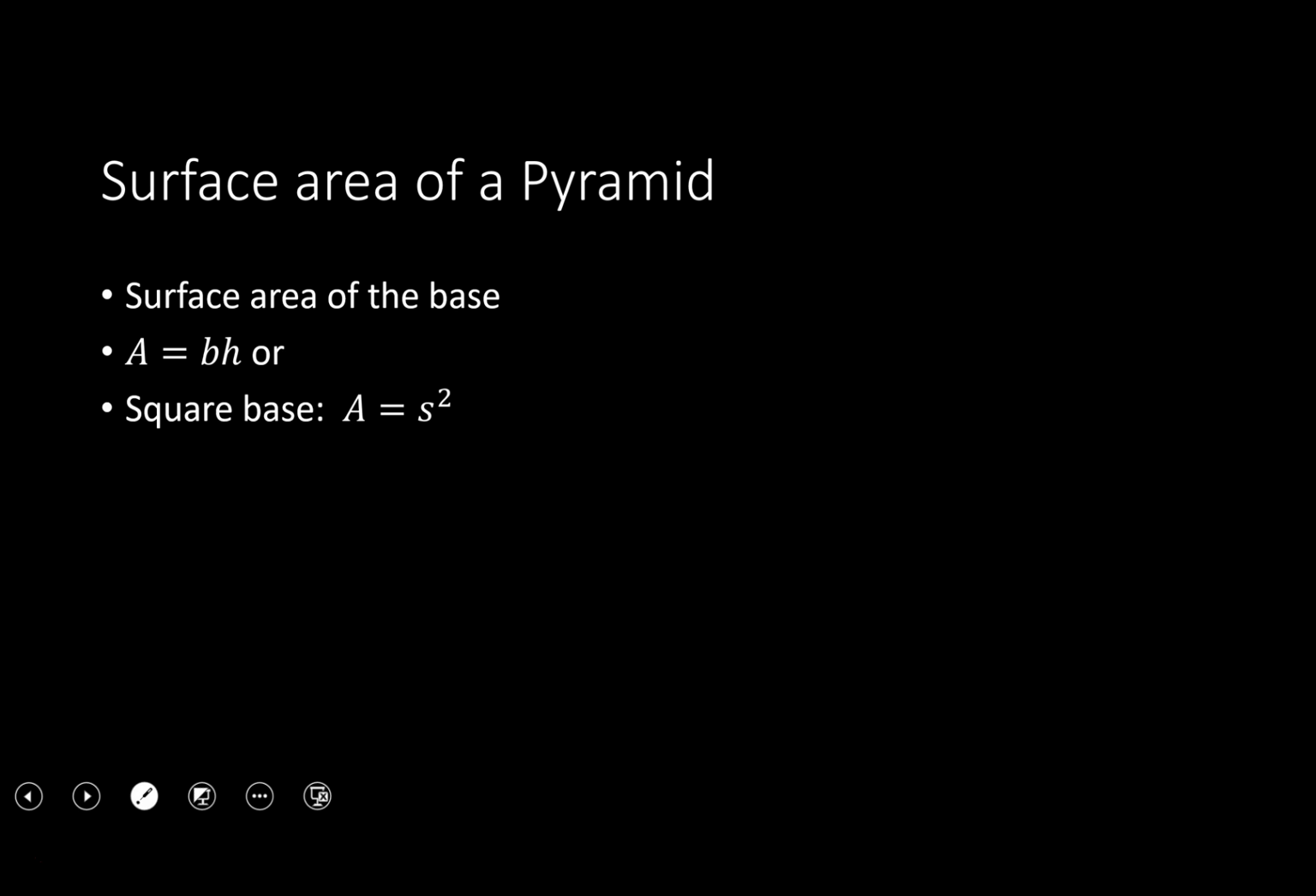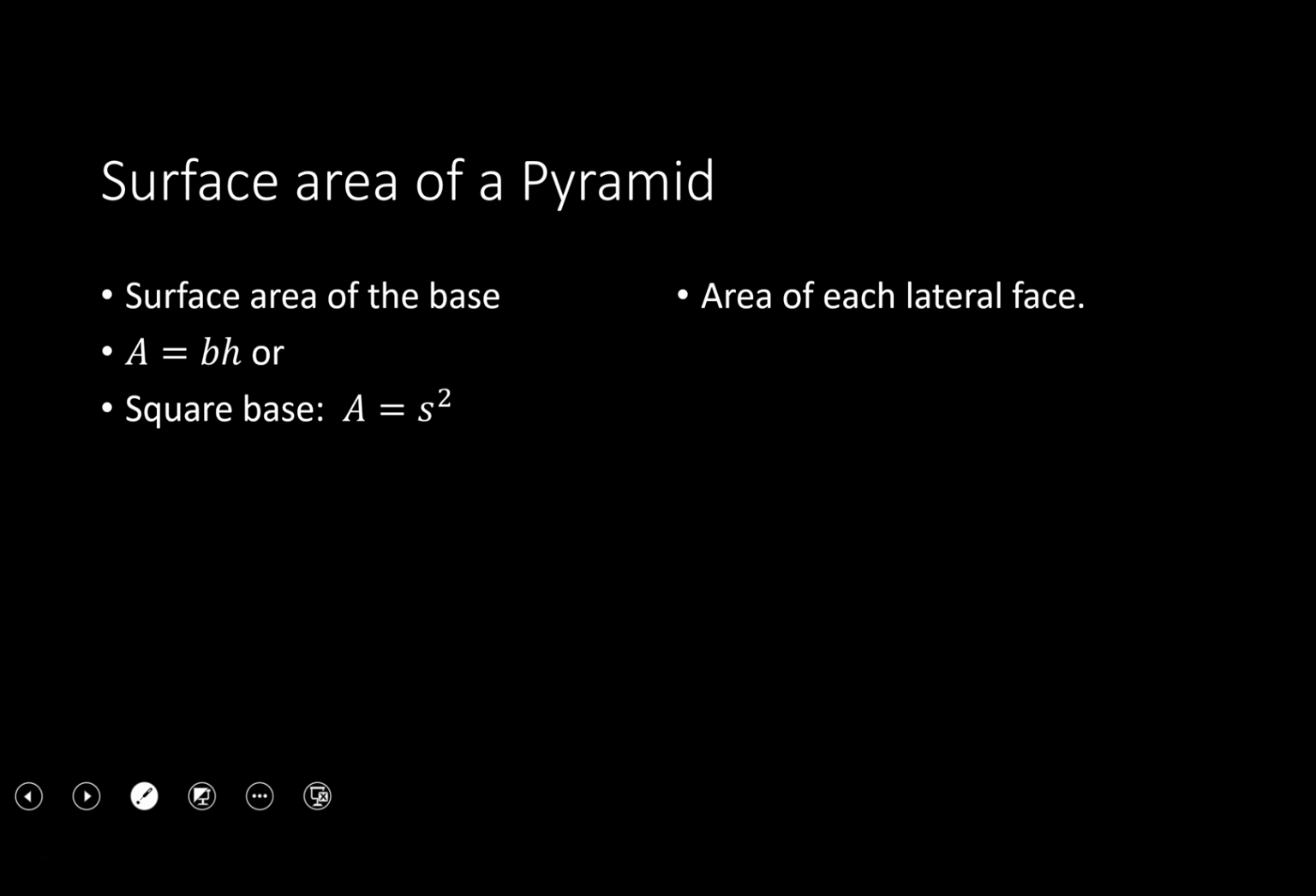So to find the surface area of a pyramid, you're going to need the surface area of the base. So that's going to be area equals base times height. This would be just the square bottom part there. Sometimes rectangle, but probably square. So that's why I said, or a square base would just be the area is sides squared.